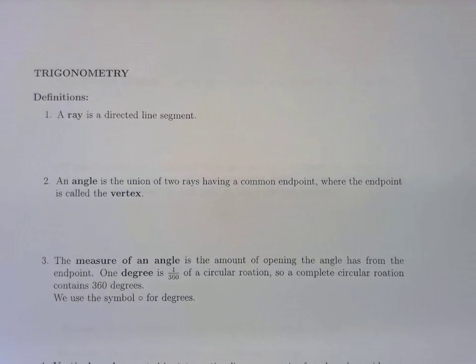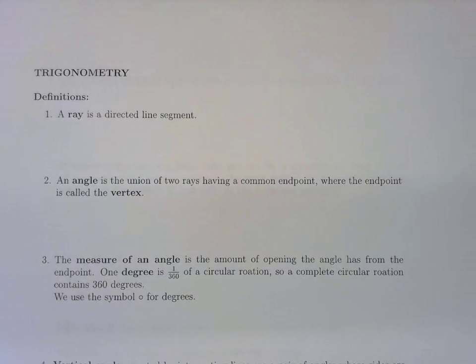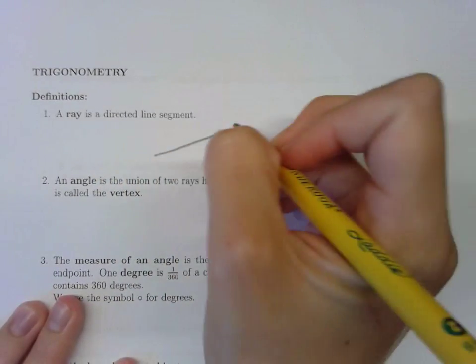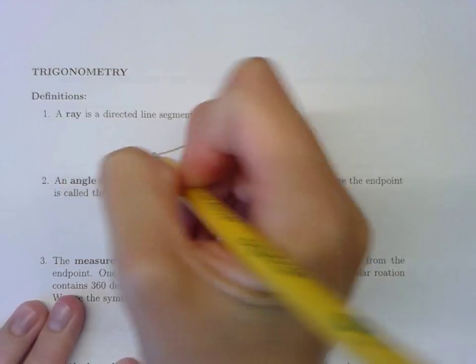Now we're going to start trigonometry, and we're actually going to start with some definitions that are more of geometry definitions, but we need these definitions to move on with trig. Okay, so first definition, we have a ray. It's a directed line segment. Okay, so a line segment looks like this. Okay, and then a ray means it's directed. Okay, so you have a direction here.